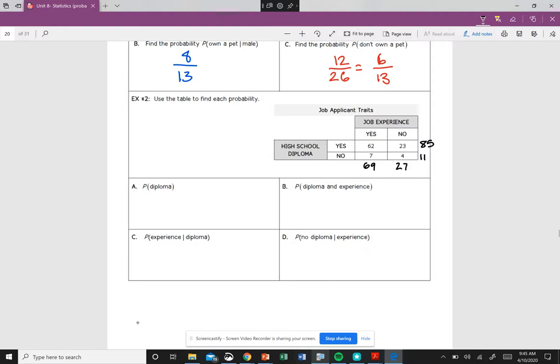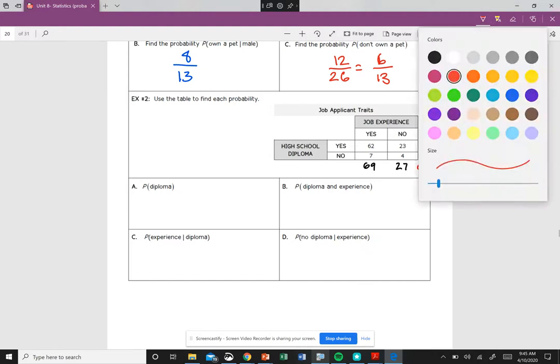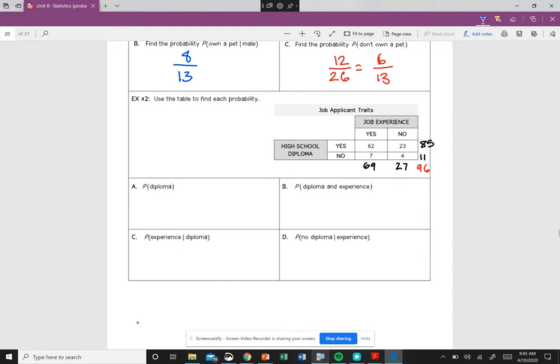Okay, and if I add these two together, it should be the same as adding these two together, which will be the total. So I'm actually going to find the total, but I'm going to write it in a slightly different color. So that'll be 96 total participants in this job application traits. Okay, so what's the probability of someone having a diploma? So this would be 85 out of the total 96, because we aren't specified here. So we do 85 out of 96, and this is approximately 88.5%.